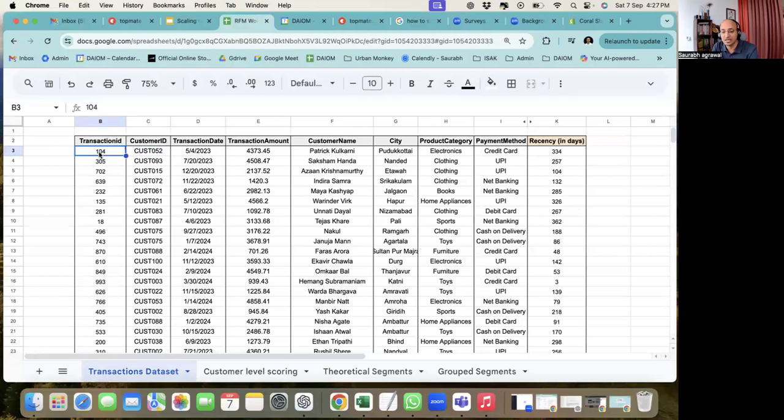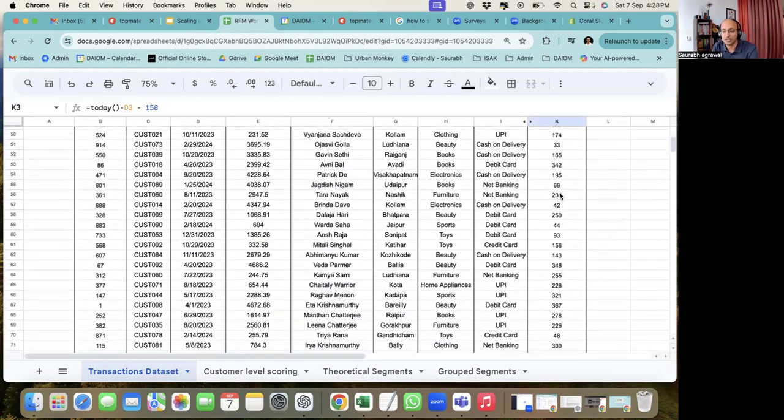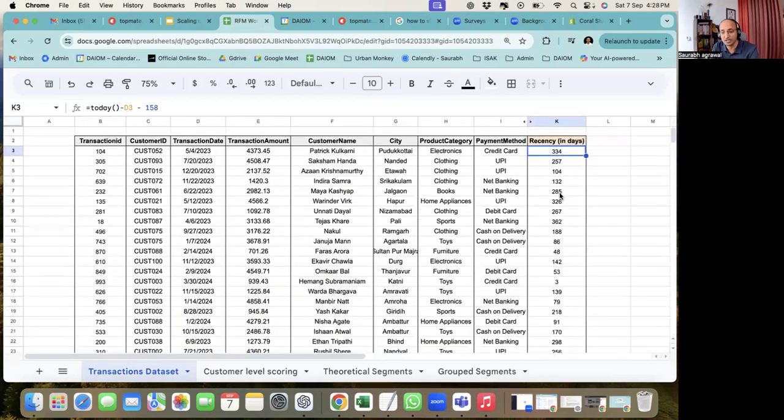The easiest thing in this is to calculate the recency. तो हमने इसमें recency कैसे निकाला है? This is a little old data, so we calculated recency as of a particular date: today minus D3, which is the transaction date. तो आप उससे recency निकाल सकते हैं, and then it will give you a score. He purchased since how many days? It will give you the recency days. फिर इसको हम sort करके put it in order. So this is step one.